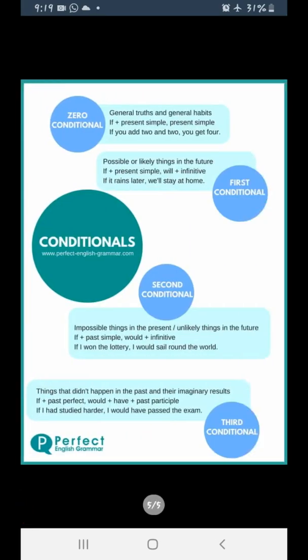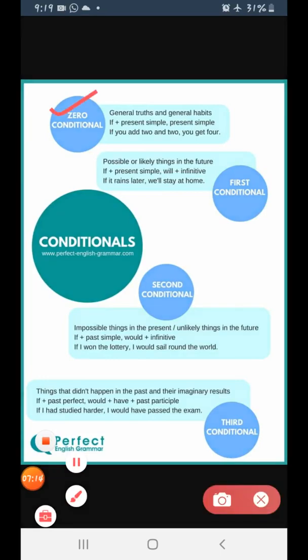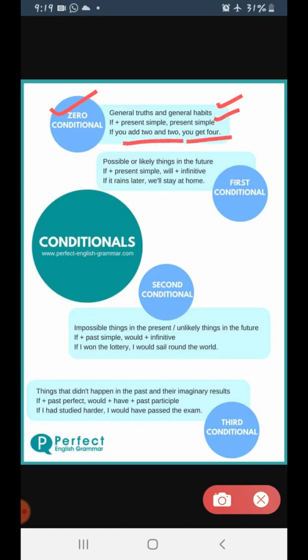So here also it is similar. Zero conditional expresses general truth and general habit. So here we use if plus simple present plus present simple. If you add 2 and 2, you get 4. So here it is the conditional clause and this is the main clause.